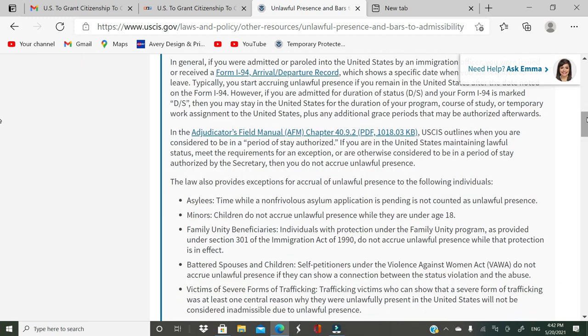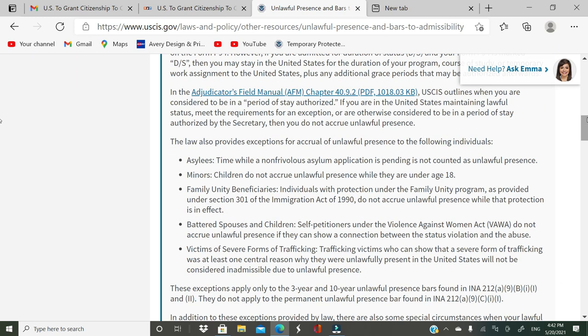So now there are a couple exceptions. They said the law also provides exceptions for accrual of unlawful presence to the following individuals. So we have asylees, time while a non-frivolous application, it has to be a good asylum application. So time while a non-frivolous asylum application is pending is not counted as unlawful presence. Let me be clear. So the moment you apply for your asylum, that time is not counted as unlawful presence.